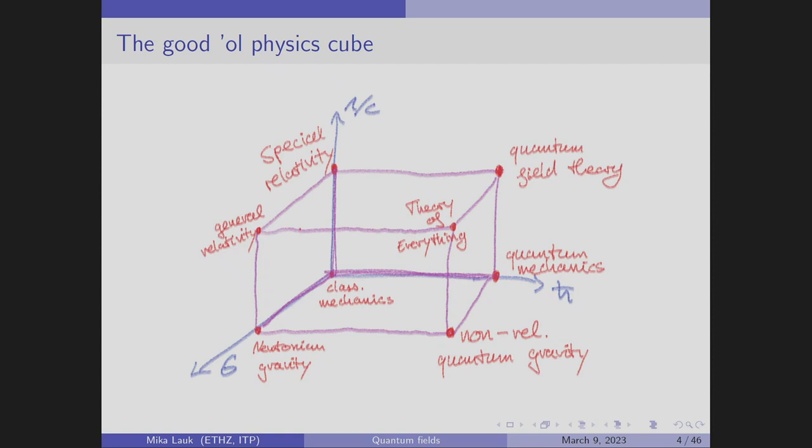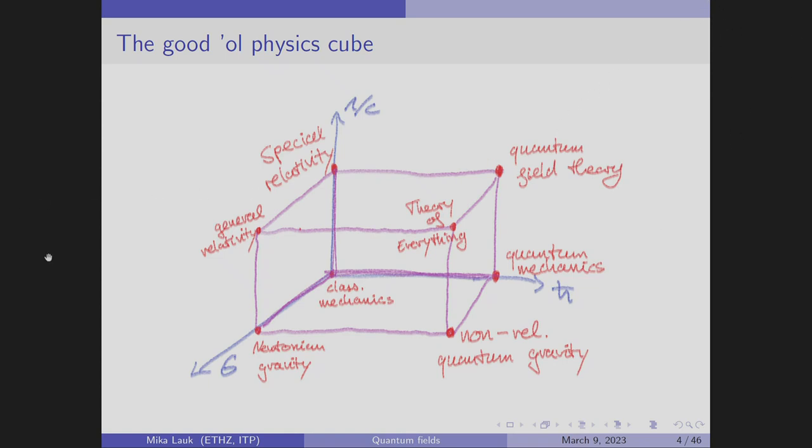This is also something most lecturers show in their first lecture about quantum field theory. You can draw physics as this little cube, where here you have a measure of how relativistic things are. Here you have a measure of how quantum things are. And then here you have how much gravity plays into it. You see that we start off with classical mechanics, and if we make things relativistic, we end up with the theory of special relativity. If we make things quantum, we end up with quantum mechanics. And quantum field theory is what happens if we make things quantum, but we also make things relativistic.